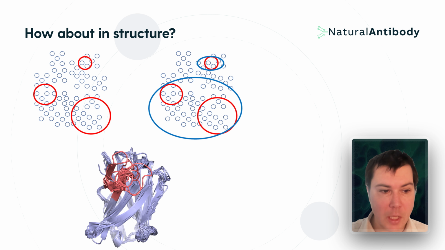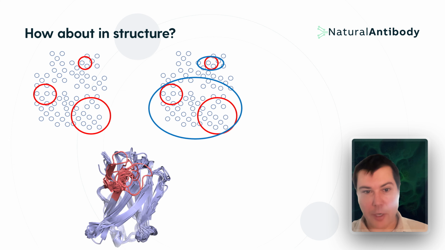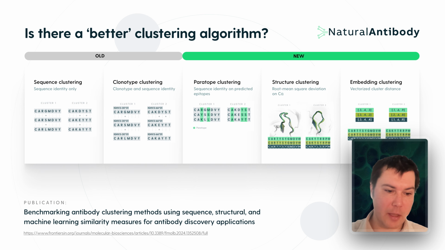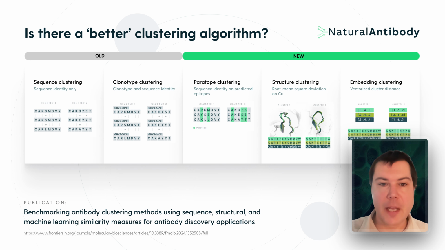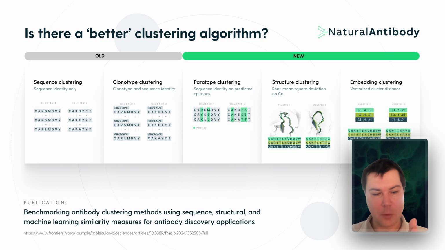This is something that we checked: whether any of those other clustering algorithms are actually better at separating the binders and non-binders. So we have the old clustering methods, sequence clustering and clonotype clustering. Obviously clonotype clustering is a subset of sequence clustering. And we have the paratope: whenever you have a paratope prediction and your sequences agree on which residues are the paratopes, then they are in the same cluster. Structural clustering, like canonical classes.